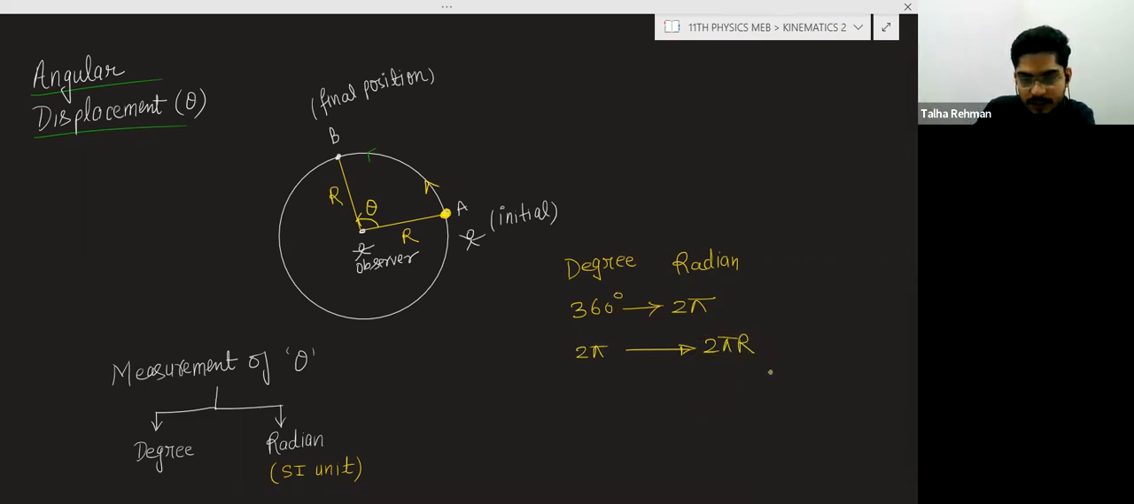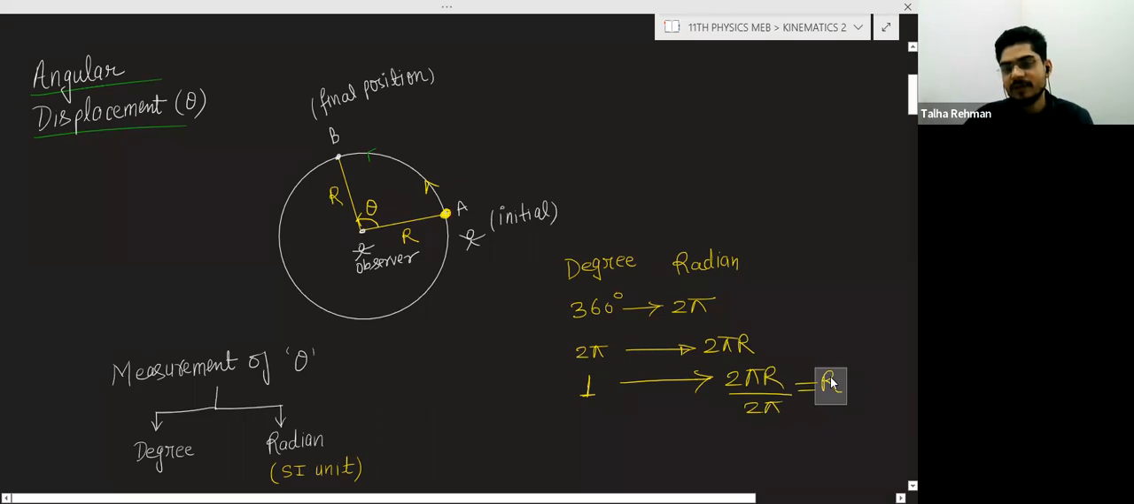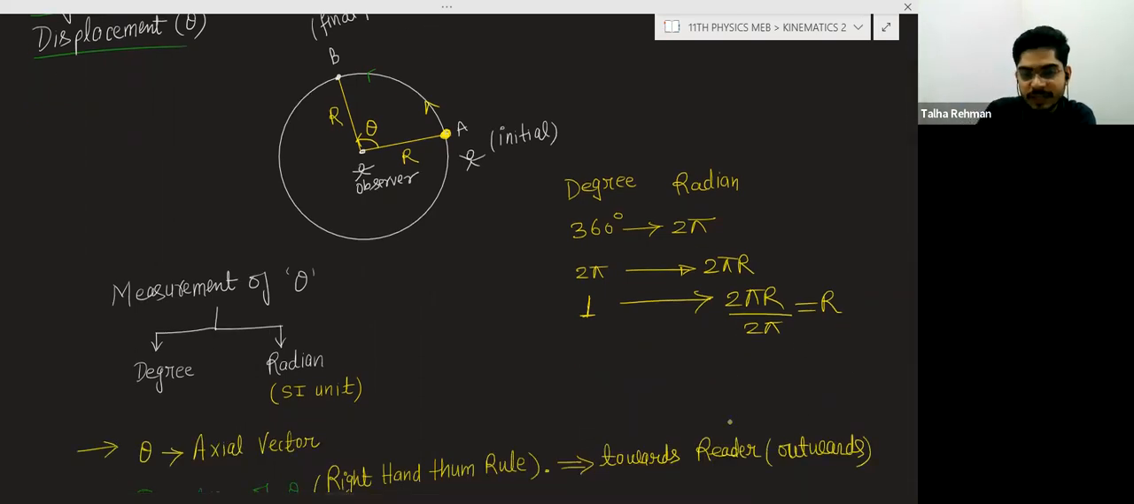For covering the unit radian angle, the length will be 2 pi r divided by 2 pi, that is equal to r. This is the length of the arc, or the distance covered on the circle. Now for covering theta angle, the distance will be theta into r.